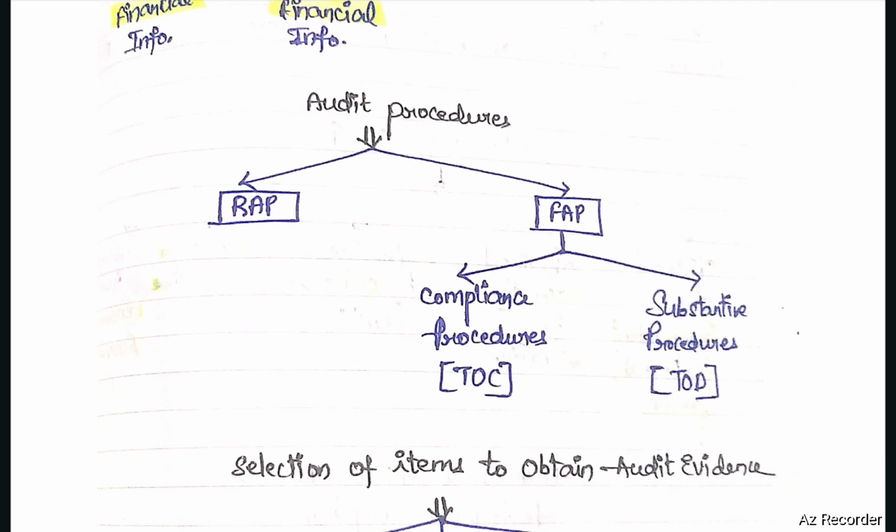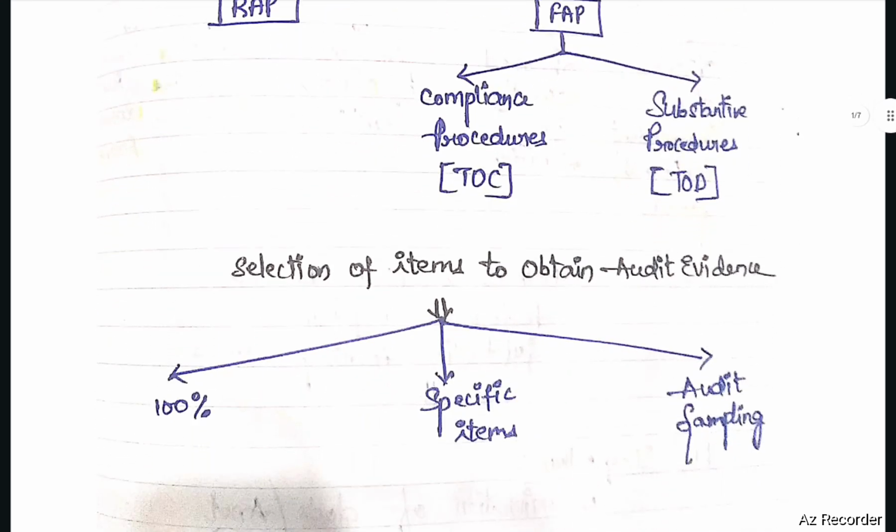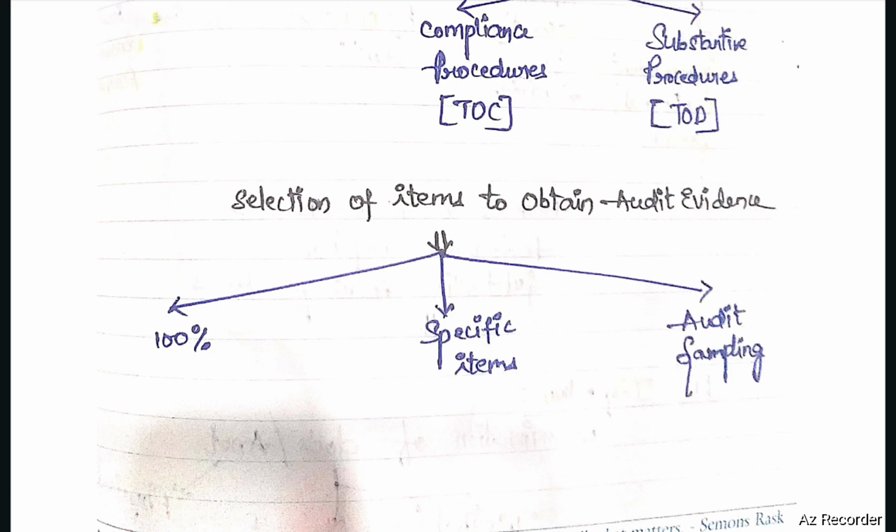Further audit procedure is further divided into compliance procedure, that is test of controls, and substantive procedures, that is test of details. Selection of items to obtain audit evidence. There are three types of selections: 100% selection, specific items, audit sampling.